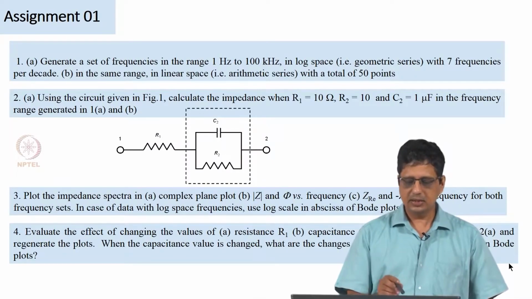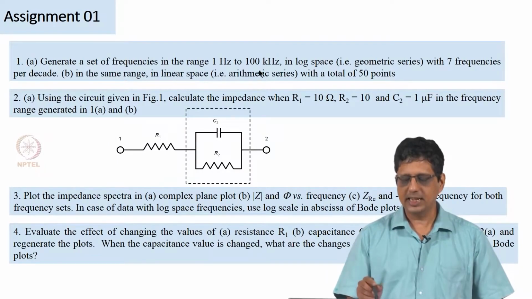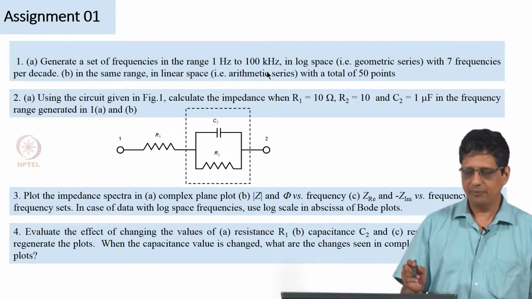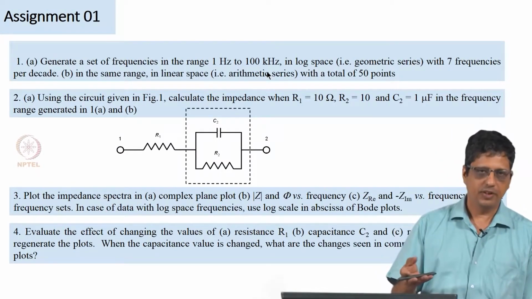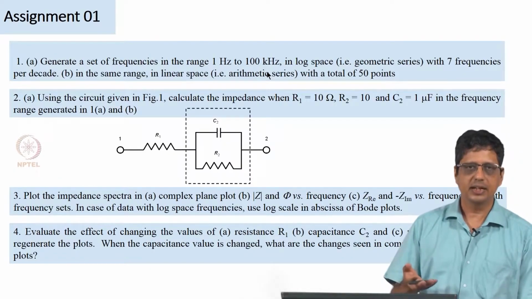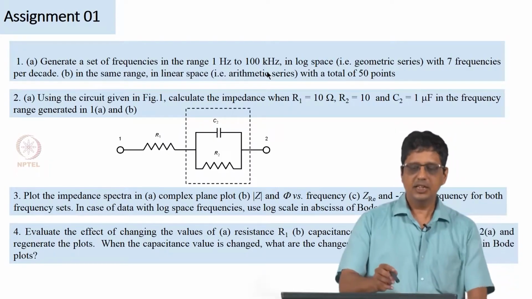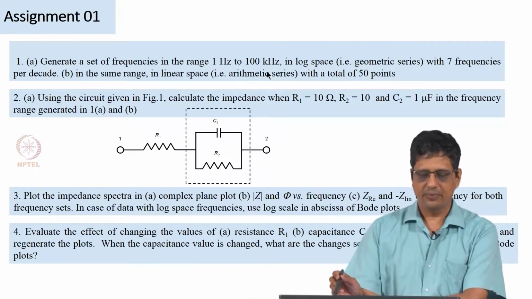First part is to just generate a log spaced or geometric series frequencies from a minimum value of 1 hertz to maximum of 100 kilohertz, and typically we give 7 frequencies per decade. So, I have given that number. At the minimum you need 5 frequencies per decade. If you can get 10 frequencies per decade, it is well and good. In the same range, if you use linear space, what would we get?